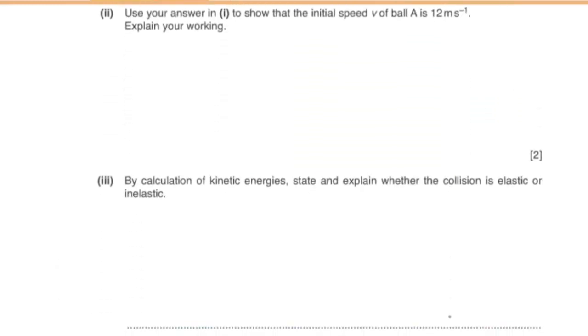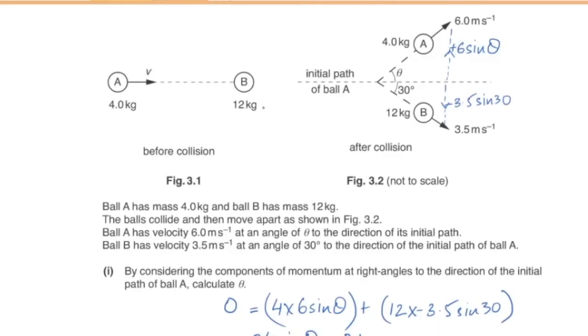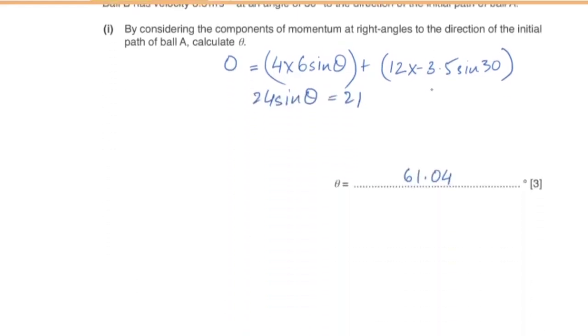Part 2, use your answer in part 1 to show that the initial speed v of ball A is 12 meters per second. Again, total momentum along the x-axis should be constant. So momentum before collision along the x-axis is going to be 4v, and that after the collision is going to be the sum of 4 times the x component of the velocity of ball A, which is 6 cos theta, plus momentum after collision of ball B along the x-axis, which is 3.5 cos 30. Both of them are towards the right, so they carry positive signs.